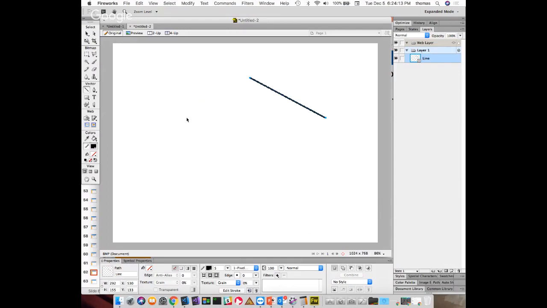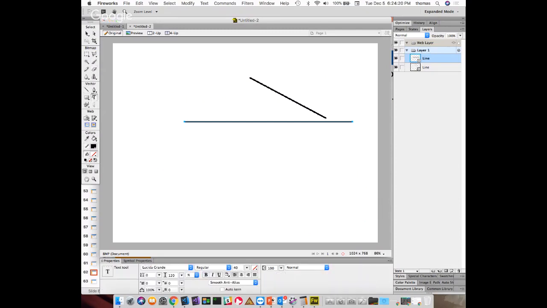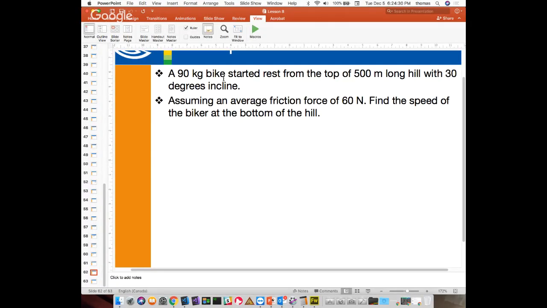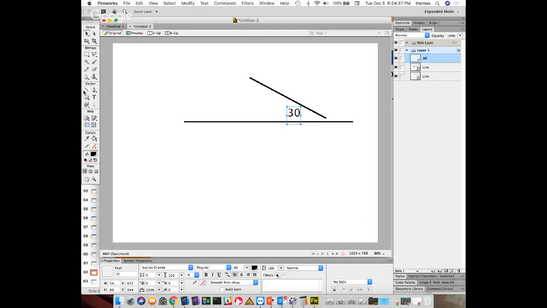So this is the plane. We'll draw the plane here, just to draw the situation. And this is 30 degrees, some kind of angle of 30 degrees. And it says that the 90-kilogram bike starts at rest at the top of the hill. And this is 500 meters. So we know that the distance is 500 meters.